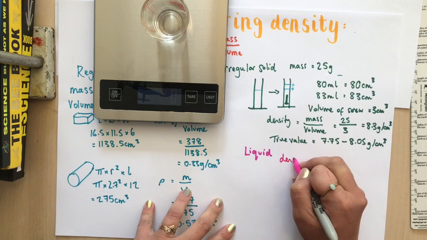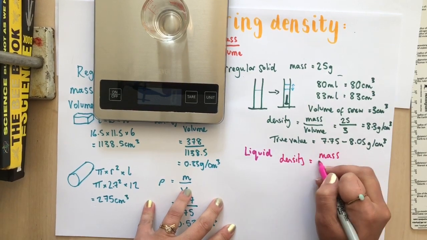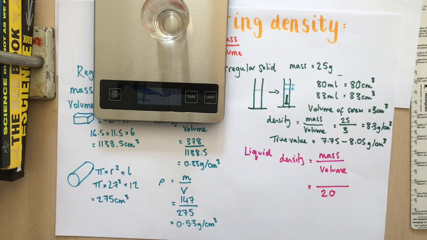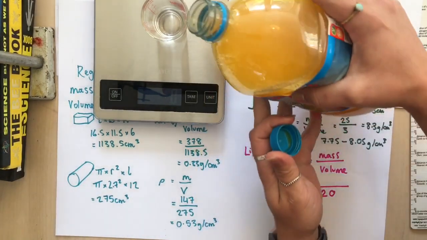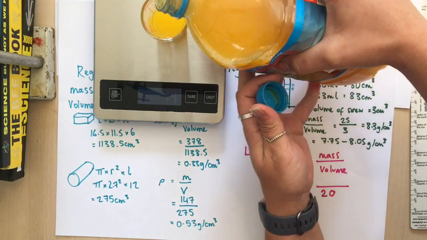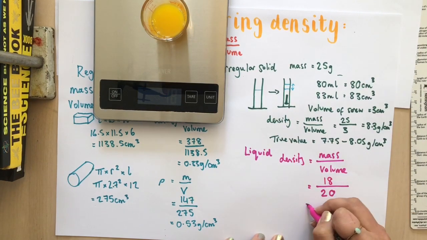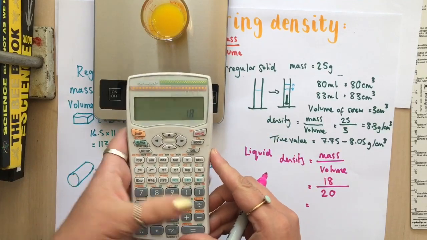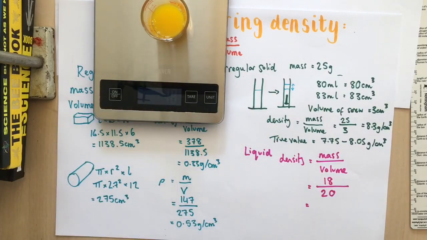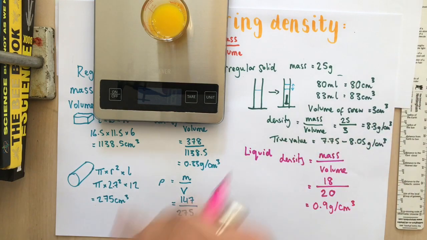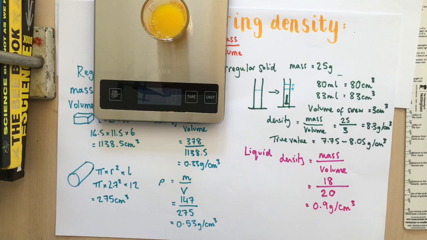So what I'm going to do is mass divided by volume. I am going to measure the mass of 20 millilitres, which is 20 centimetres cubed, of orange and mango squash. And it tells me on here that that is 18 grams. So with my calculator, 18 divided by 20 is 0.9 grams per centimetre cubed. So that's what the density of that orange and mango squash is.